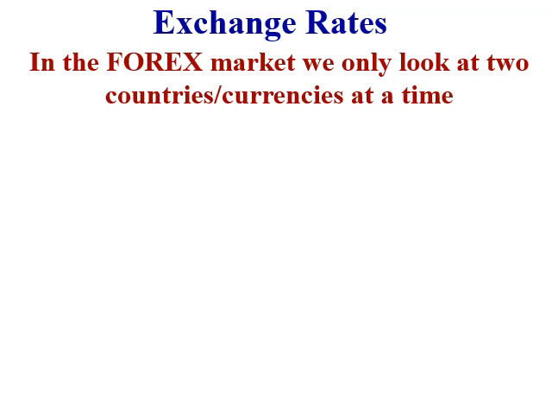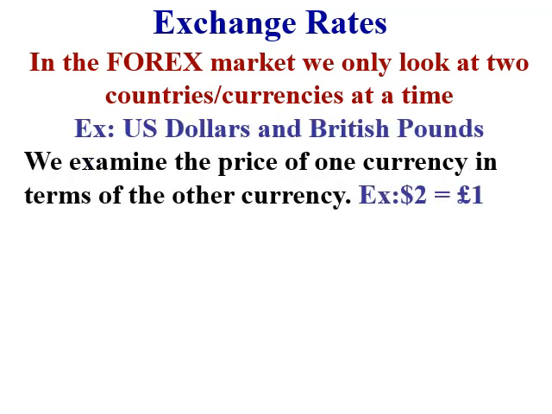So in the Forex market, we're only looking at two countries or two currencies at a time. That's why we say it's the relative price of currencies. The price of the US dollar compared to the British pound may be different than the price of the US dollar to the euro or to the Japanese yen.